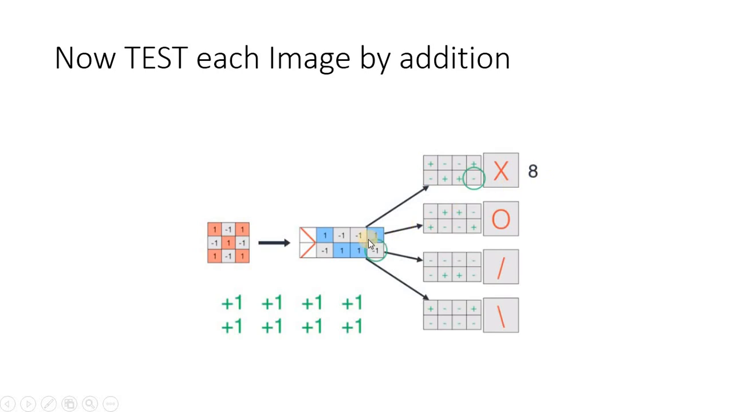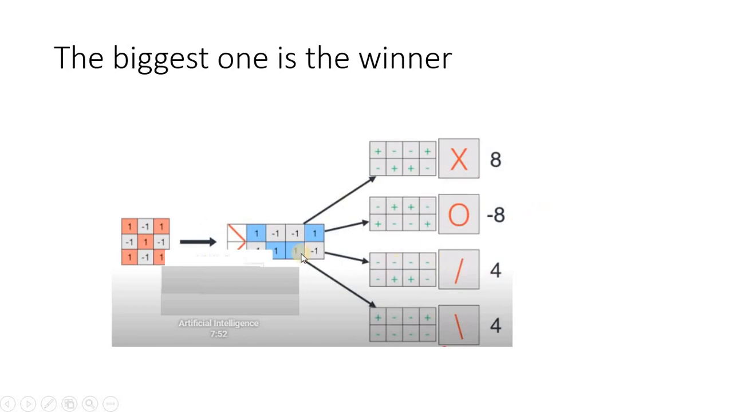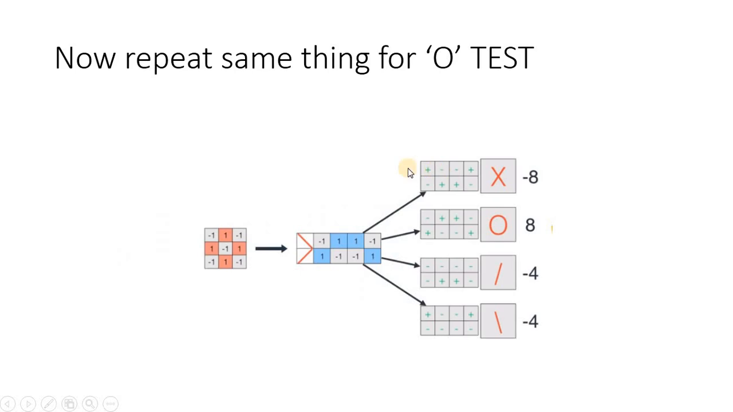And you do the weighted addition, 1 multiplied by plus 1, minus 1 multiplied by minus 1, like that you do a weighted addition, you get 8. So when you do this for all the different filters, whichever is the highest, that is the character which you are looking for. That wins. The biggest one is the winner.